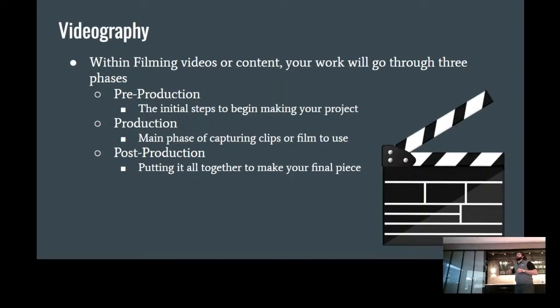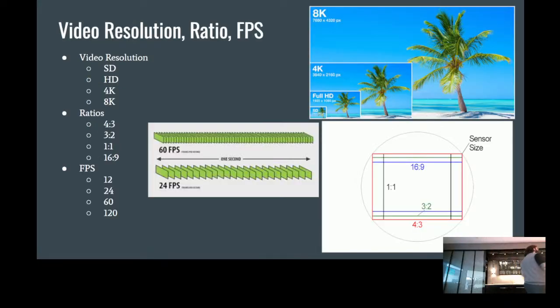When filming videos or content, your work will consist of a couple different things, but the three main phases you're going to be going through: pre-production, the initial steps to begin making your project; production, the main phase of capturing clips or films to use; and post-production, putting it all together to make your final piece. To me, these are the three most important things to consider when doing video, and that's resolution, ratios, and FPS.